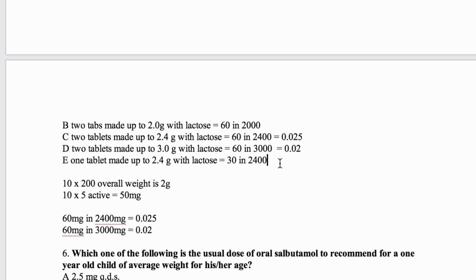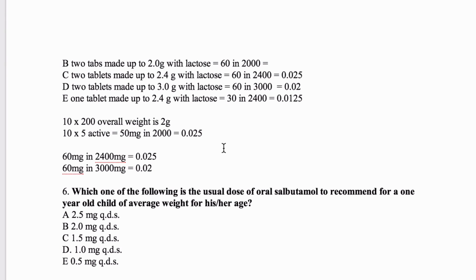So it's all about the proportions. So it definitely can't be this one. So 30 divided by 2 equals 0.0125. So the main thing is getting to this proportion. So 50 in 2,000 is 0.025. Okay. That was clever. So looking at the proportions, that's probably the best way to deal with that.